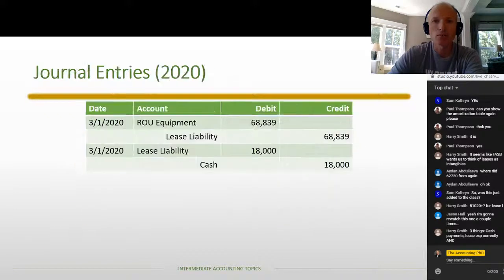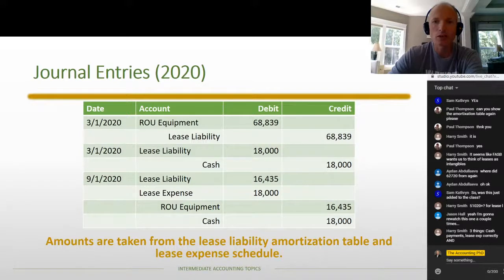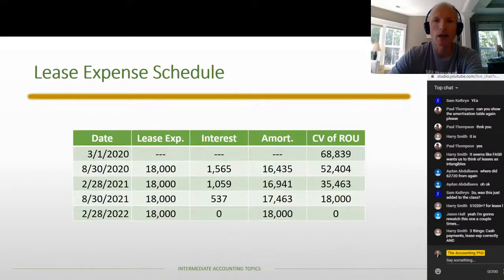Now the second piece is the lease expense and the right of use piece of equipment. Notice that those amounts are $18,000 and $16,435 as well. So let's go back up to the lease expense schedule. The row that coincides with September 1st, 2020 is our August 30th, 2020 row, which is the second row. Notice that the lease expense is $18,000, and notice that the amortization of the right of use asset, which is that fourth column, is $16,435. So again, we take these numbers directly off the table and we apply them to the journal entry.